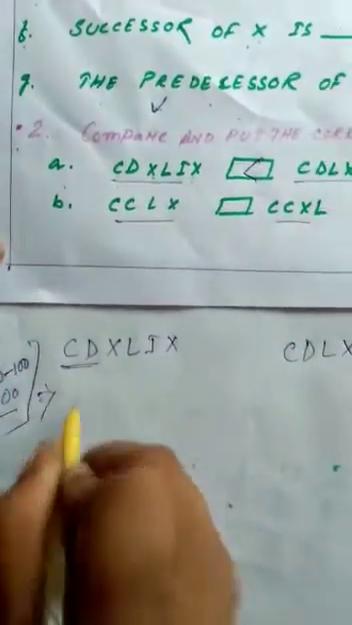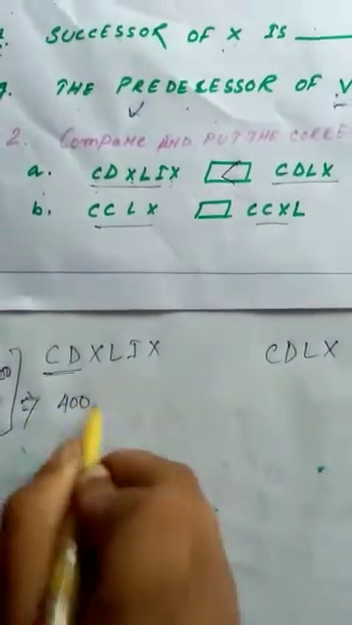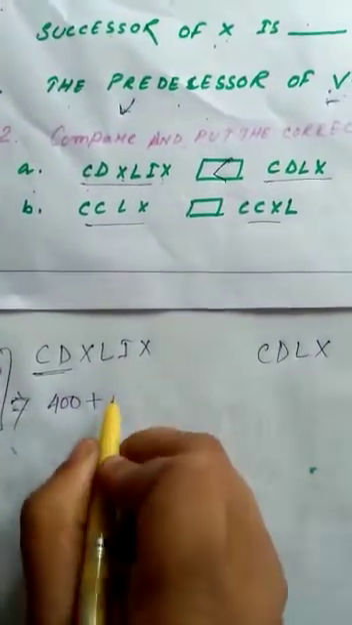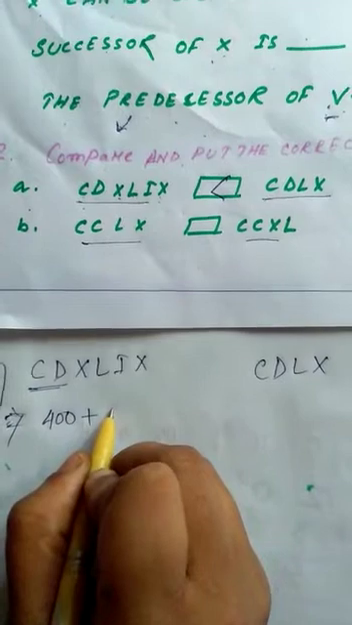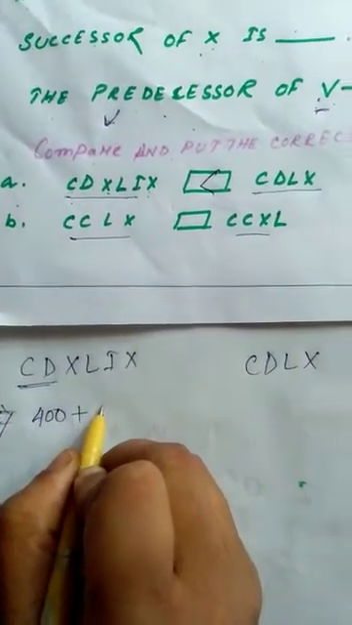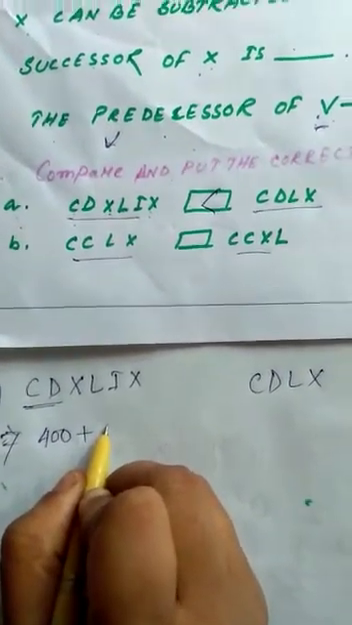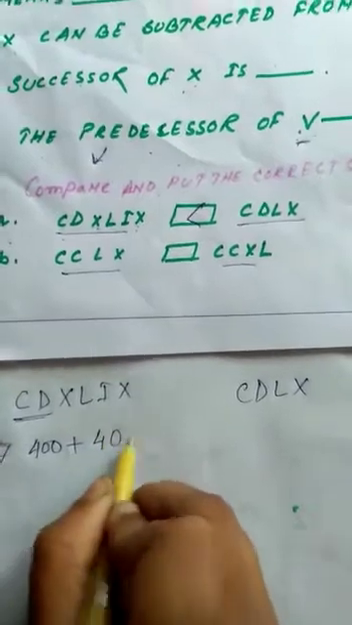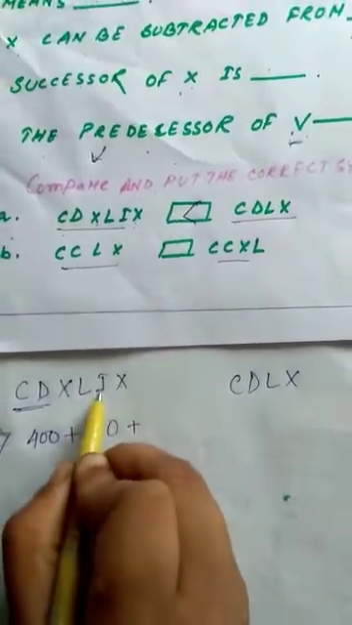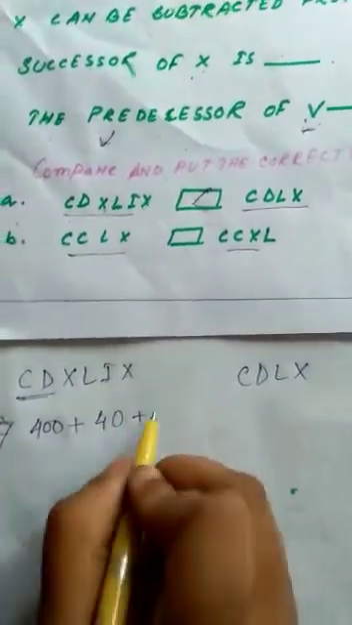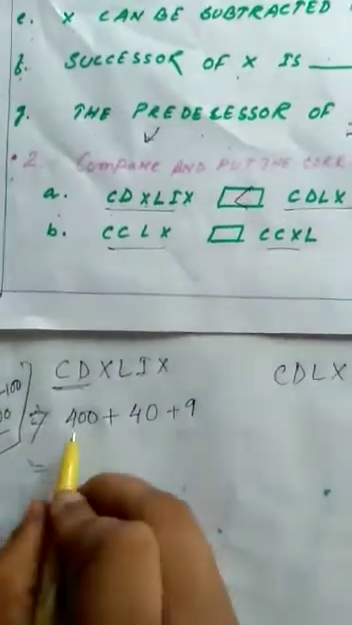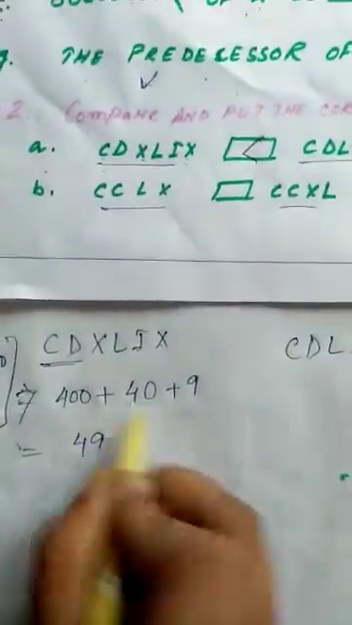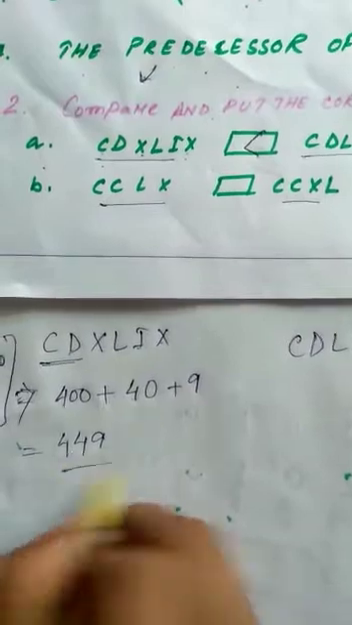So it means 400 plus XL. XL means from 50, 10 is subtracted, so it is 40. And IX means from X, 1 is subtracted, so it means 9. And now 440 plus 9, so 449.